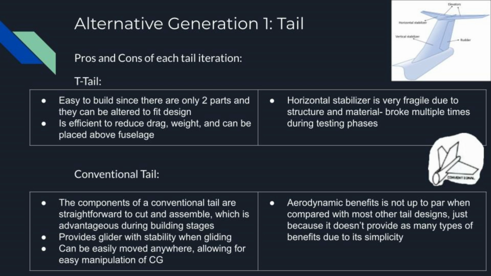As for the conventional tail, some pros are that the components of a conventional tail are straightforward to cut and assemble, which is advantageous during building stages, and it provides the glider with stability when gliding. It can be easily moved anywhere, allowing for easy manipulation of the center of gravity. However, a con is that the aerodynamic benefit is not up to par when compared to most other tail designs, just because it doesn't provide as many types of benefits.